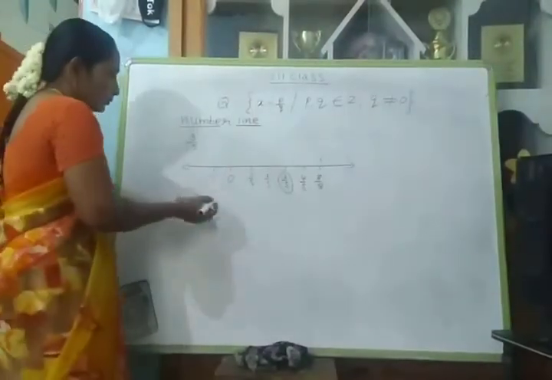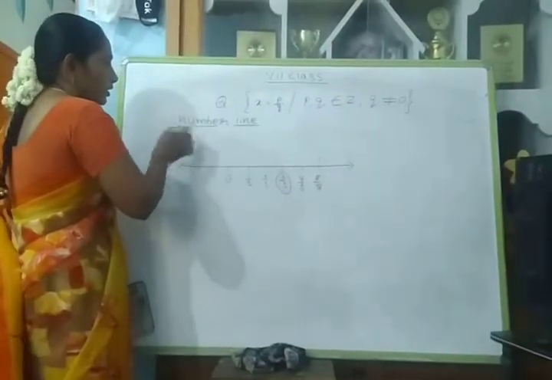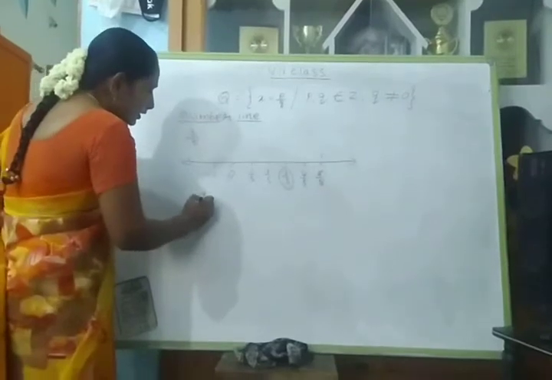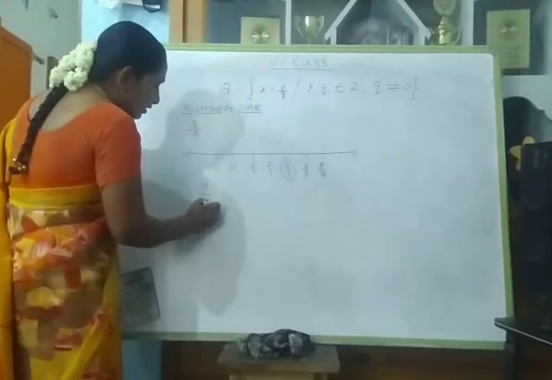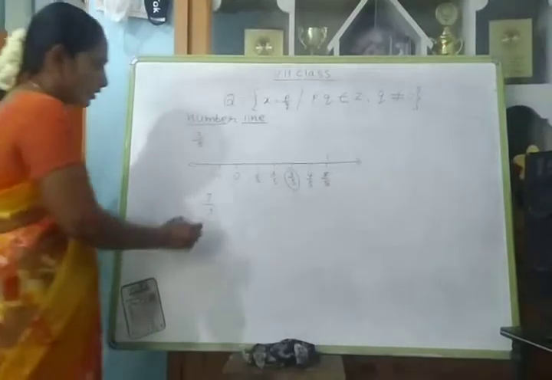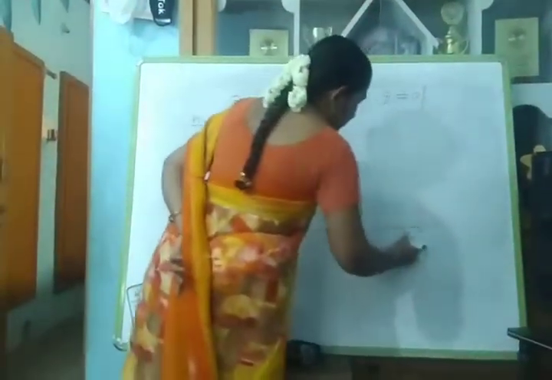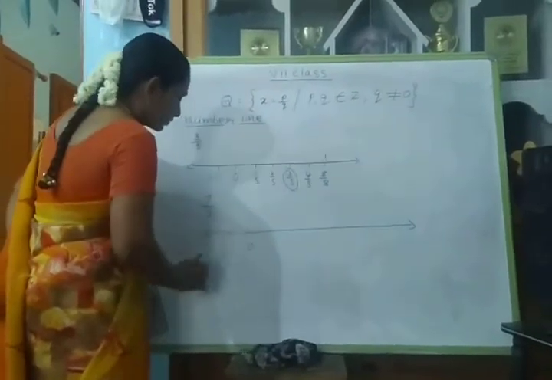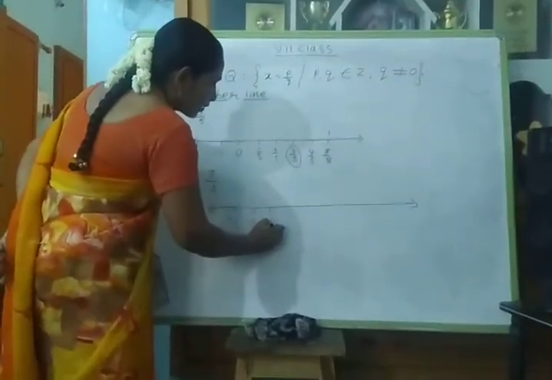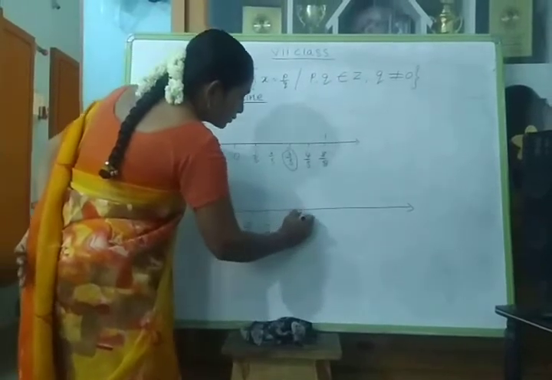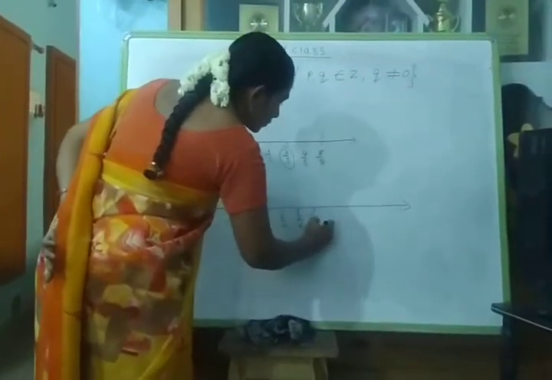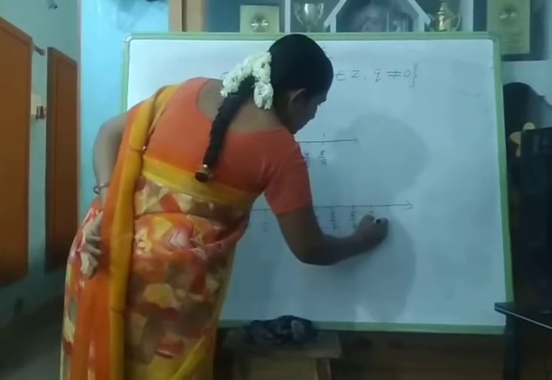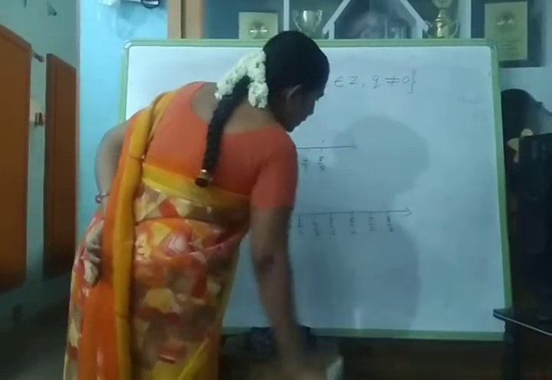This was a proper fraction, where the numerator is less than the denominator. Now an improper fraction, where the numerator is greater than the denominator, for example 7 by 2. Same here also. You see, whatever the denominator is, that many parts you have to divide. 0, 1 by 2, 2 by 2, 3 by 2, 4 by 2, 5 by 2, 6 by 2, 7 by 2, 8 by 2.